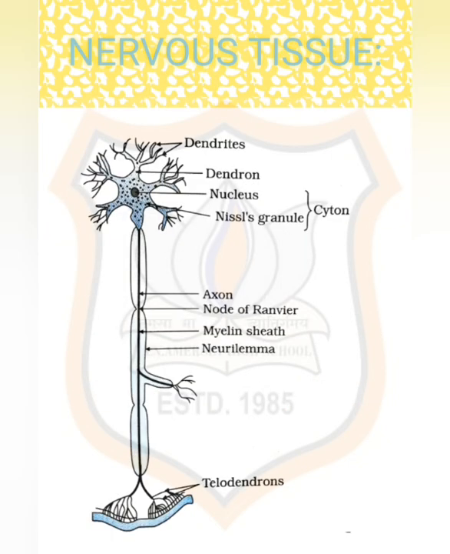Next part, nervous tissues. Highly specialized cells for stimulation and transmission of stimulus form the nervous system. Brain, spinal cord, and all the nerves in the body are made up of nervous tissue. These specialized cells are called neurons or nerve cells. Each neuron has cyton or cell body, single long axon, and many branched dendrites.